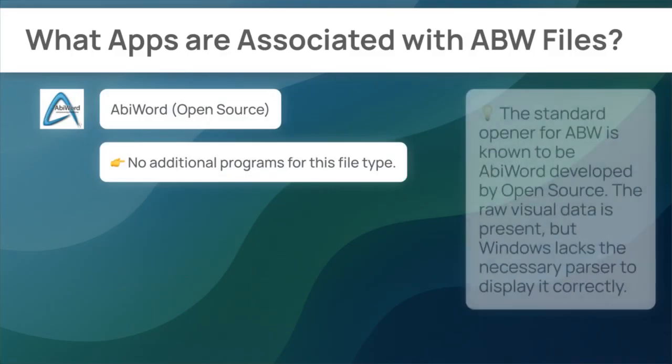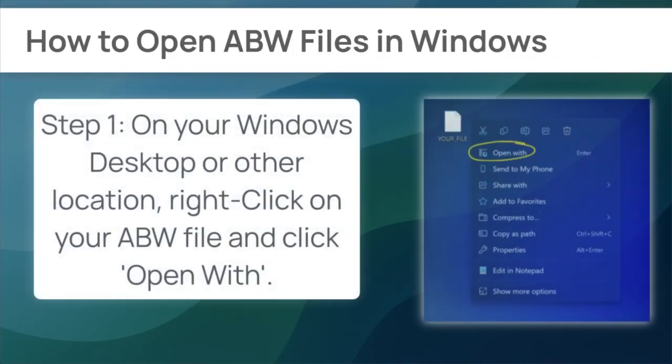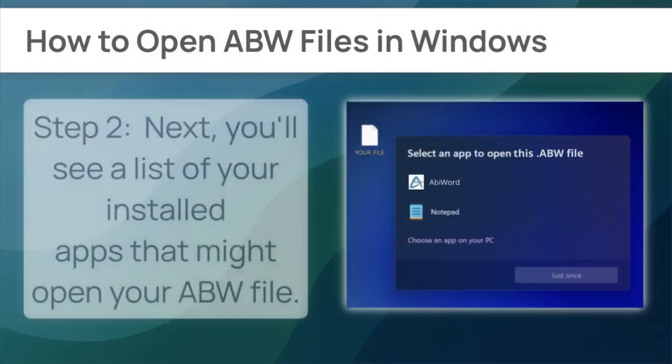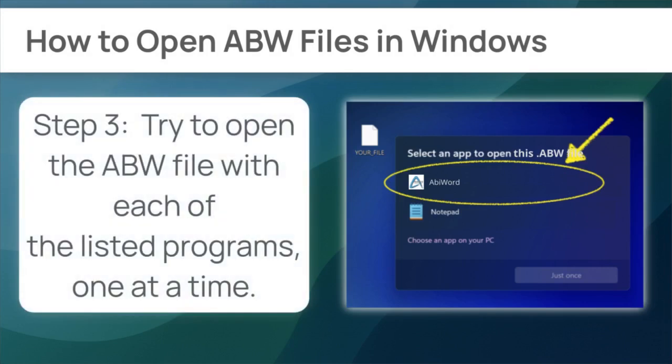Windows provides a generic icon, but lacks a specific viewer for this format. Windows renders limited formatting, so full editing must be done with compatible software. To unlock this specific ABW file, right-click your file and select Open With. If AbiWord is available, use that first. If it's missing, choose another program. Testing is the only way to be sure.